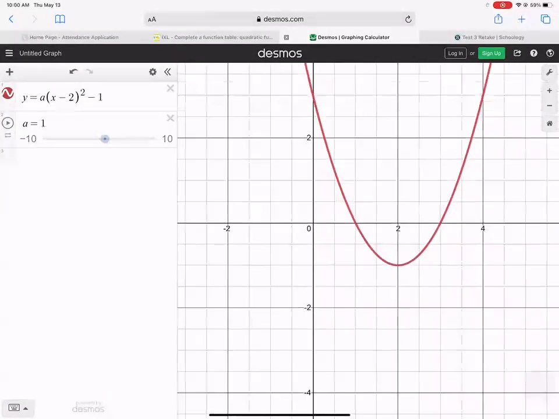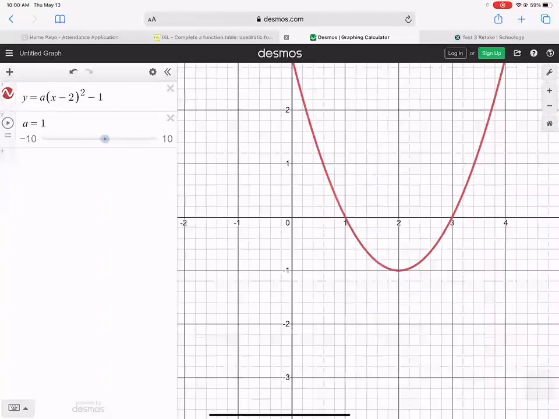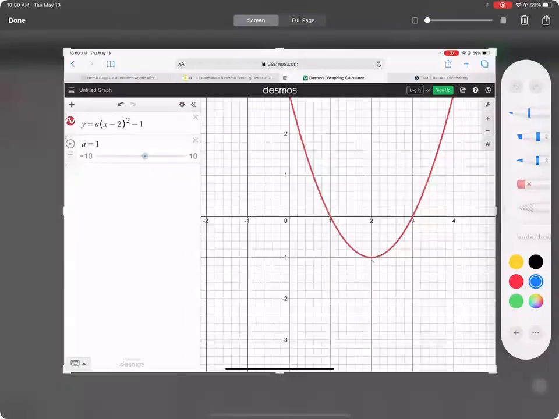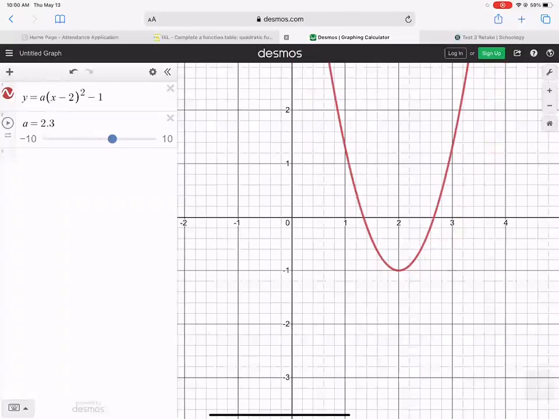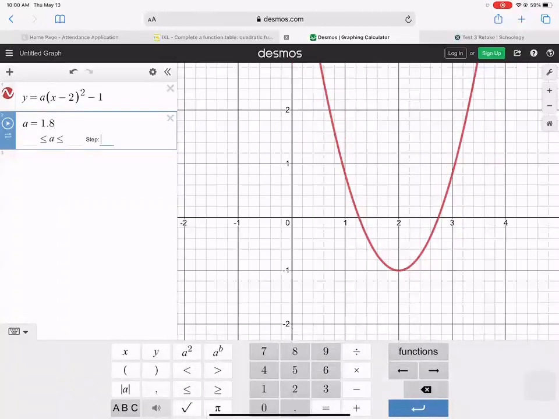Let me zoom in so you guys can see that's 3. Okay, that's 3. If a is 1, that's 1 space over, 1 space up. That is your parabola. What if a was 2? If a was 2, well, let me change this for integers.